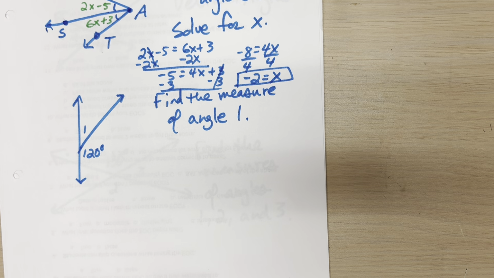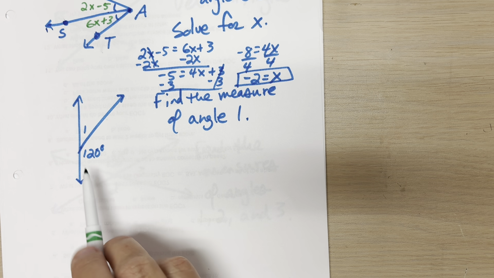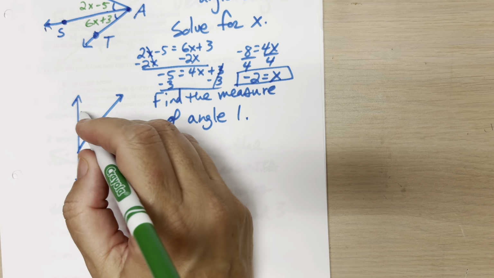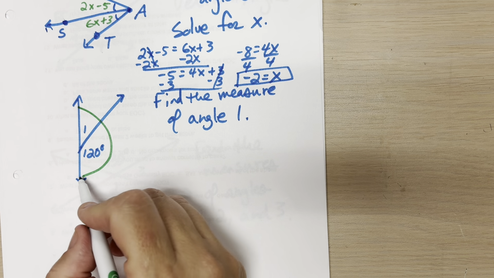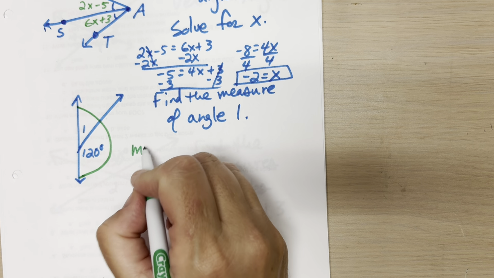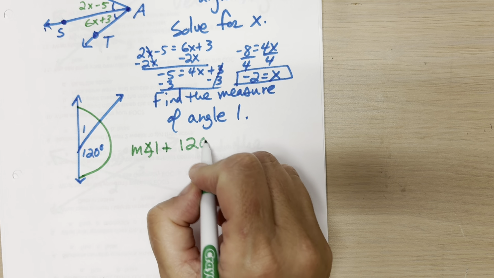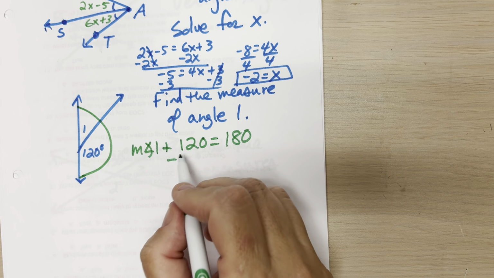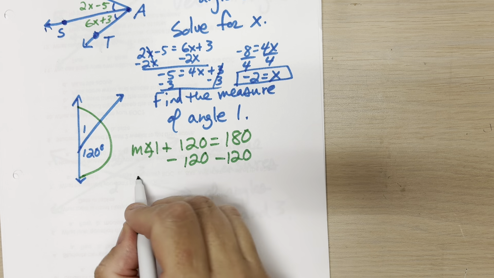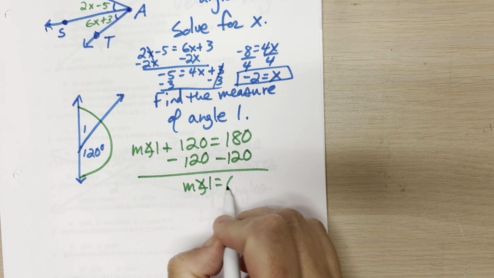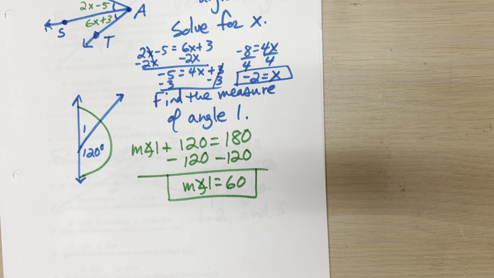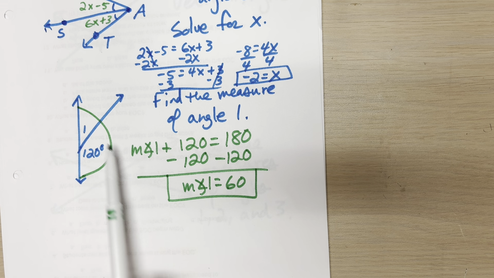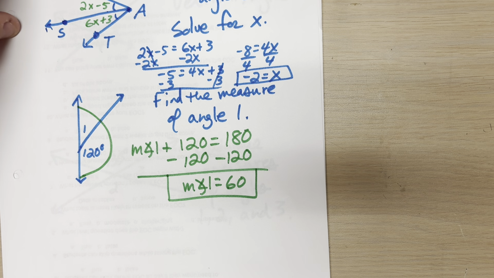Next, we've got finding the measure of angle 1. If I know that this is 120, I know that altogether this angle is going to equal 180. So I could say that the measure of angle 1 plus 120 equals 180. And then I can just subtract them. So the measure of angle 1 is 60. Now, you might be saying, wait a minute, Mary, I can just do that in my head. And that's true. But later in geometry, you're going to be putting together proofs where you have to show all of your steps. So it's a good idea to get in the habit of writing this stuff out.